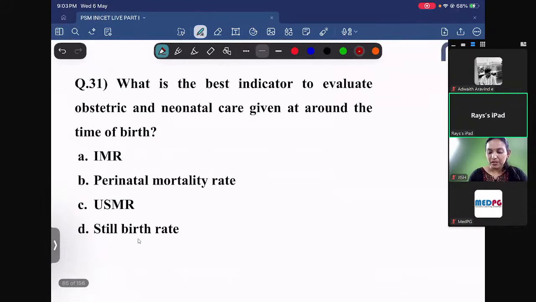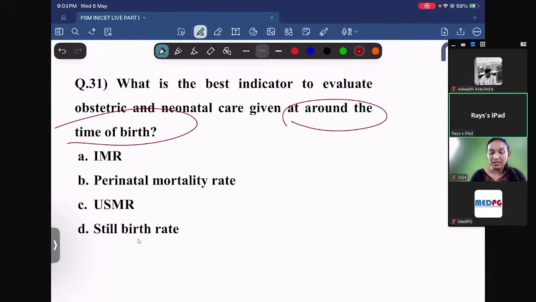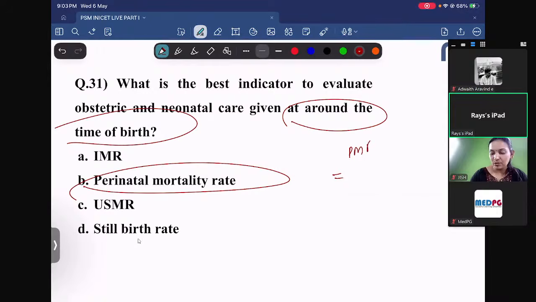Next question. Which is the best indicator to evaluate obstetric and neonatal care given at around the time of birth? IMR, perinatal, under 5 and stillbirth rate. See, we are talking about around the time of birth. The best indicator is perinatal mortality rate. What do you mean by perinatal mortality rate? PMR. This is also called as the yardstick of obstetric care.